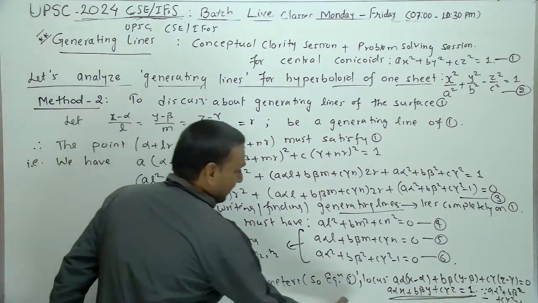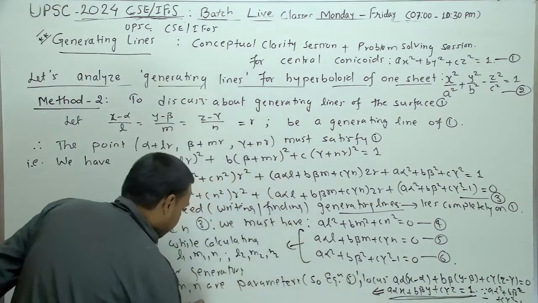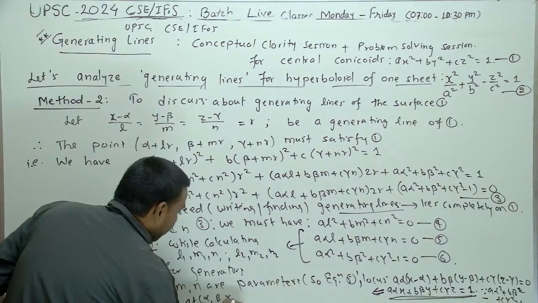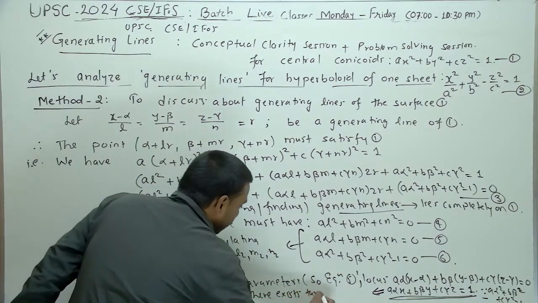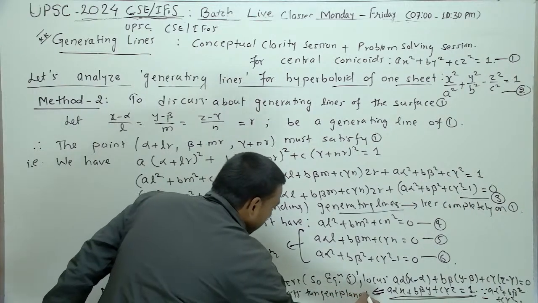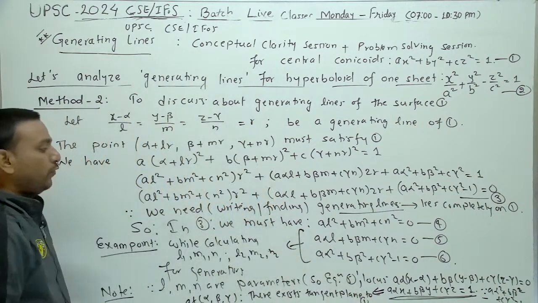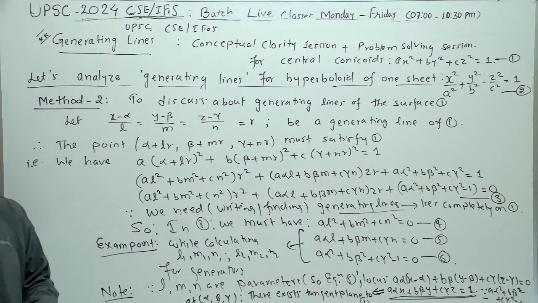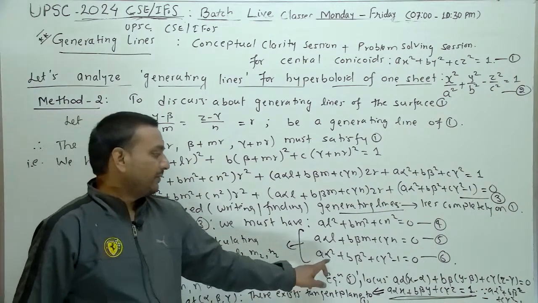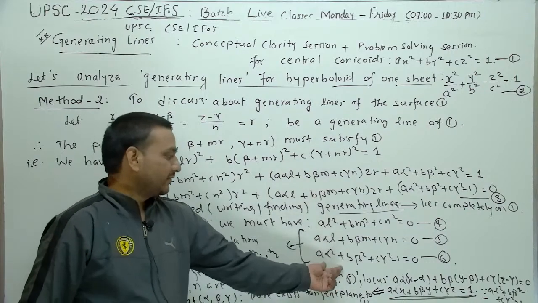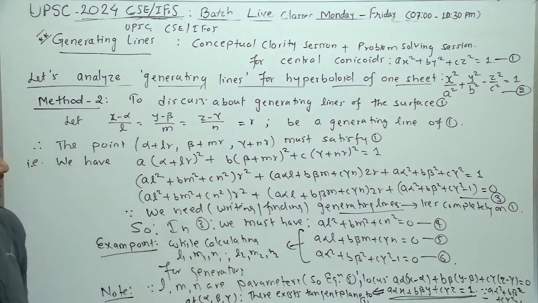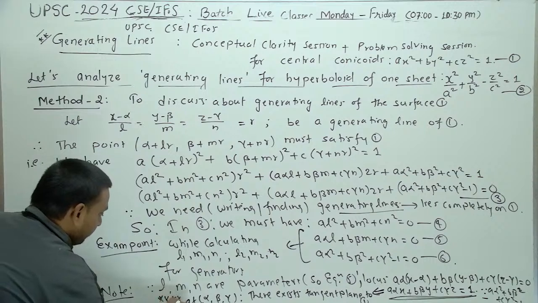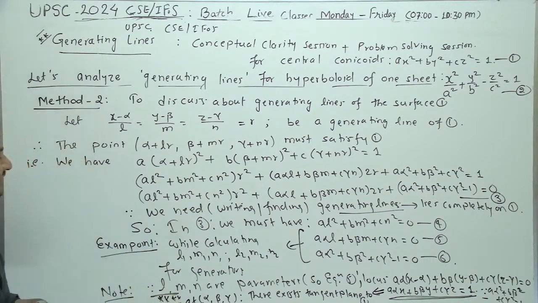So what does this imply? This implies at alpha beta gamma there exists tangent plane to the central conicoid 1. Please write it down. Other interpretations like this: alpha beta gamma lies on the surface, satisfying it. We will write more about this later. A beautiful observation, please note down till here. So this is another important observation, very important. Please do revise that.